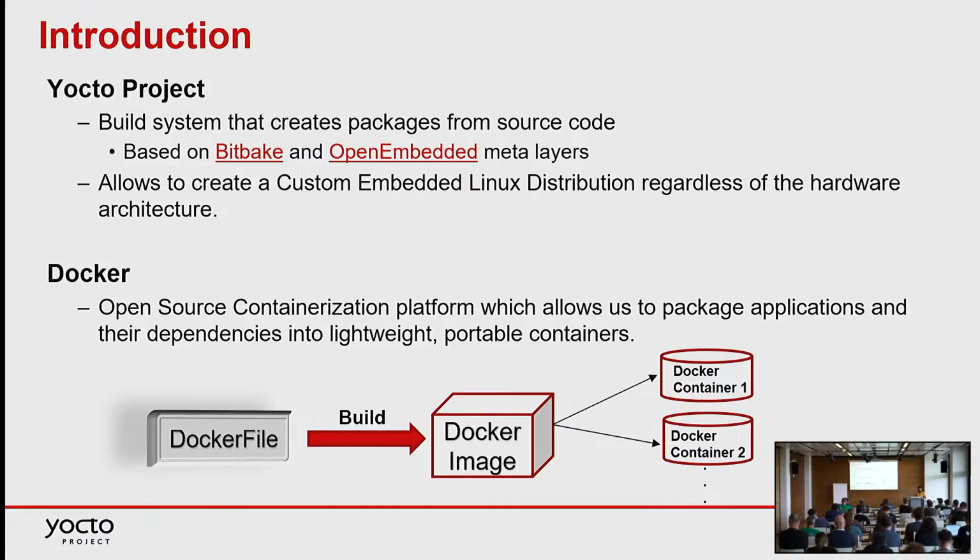Now, what is Docker? Docker is another open source containerization platform which allows us to package applications and their dependencies into lightweight and portable containers. So what you eventually do is you have a Docker image, put all the dependencies you want with respect to your Yocto build, build a Docker image and store it onto a container registry. So we will see how we write this Dockerfile, convert that into a Docker image, and basically how we create containers where we actually run our Yocto builds.